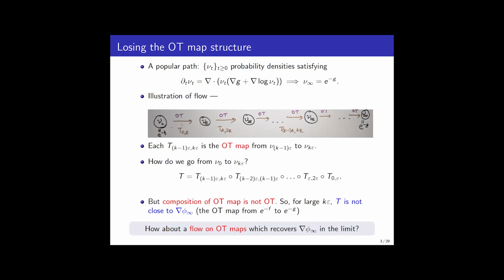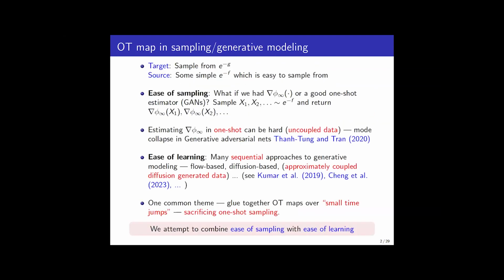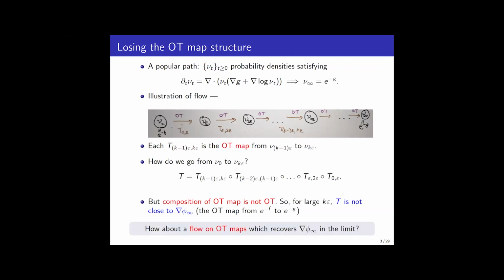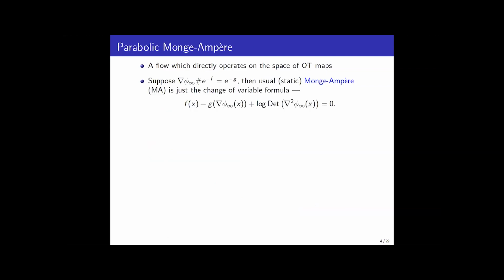So with these two motivations in mind, the first one being an attempt to combine the one-shot learning property with sequential learning, and the other being to preserve the optimal transport structure in the limit, I'll introduce the family of parabolic PDEs that I'm interested in. This is a very intuitive construction, which is not due to me; it has been around for a very long time. This is the standard Monge-Ampère equation, which is just saying that if you use the change of variable formula on the transformation phi infinity and e to the minus f and e to the minus g, then they will satisfy this simple change of variable formula, right?